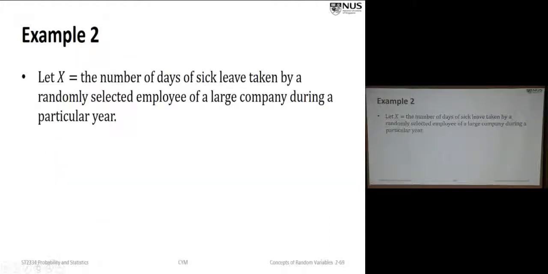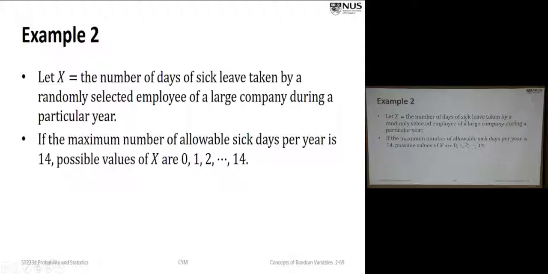Now, how about this one? So we have x is the number of days of sick leave taken by a randomly selected employee. Now let me re-emphasize again. X is a random variable. It's not because the number of days is random, but because we select a random unit. All right? So we select an employee randomly, and the maximum allowable sick days per year is 14. So it is 0 up to 14, including 0. You may pick an employee who never takes any sick leave in that year.